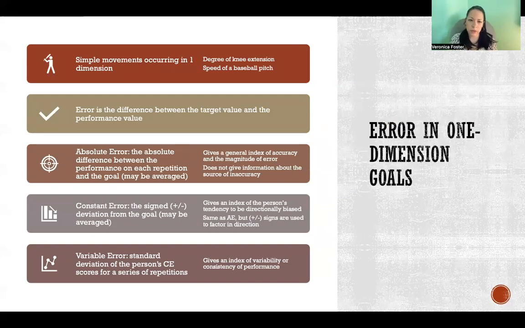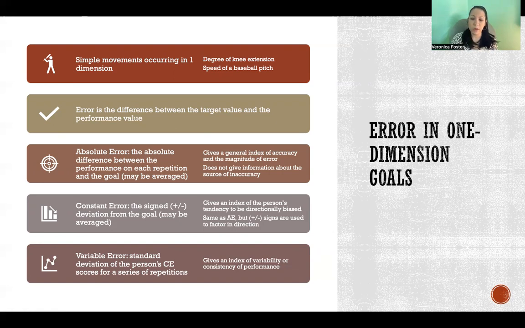So error in one-dimension goals. So simple movements occurring in one dimension. So that could be like how many degrees of knee extension, like maybe they're rehabilitating after a knee surgery or something like that. And maybe we want to achieve a certain amount of knee extension and they are falling short of that. It's easy to detect the amount of error. It's just the difference between the goal and the actual performance.